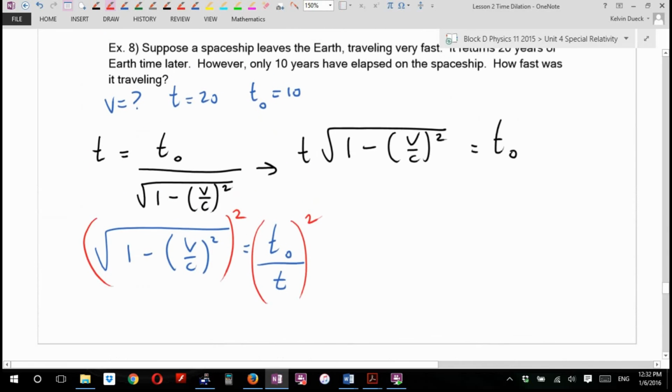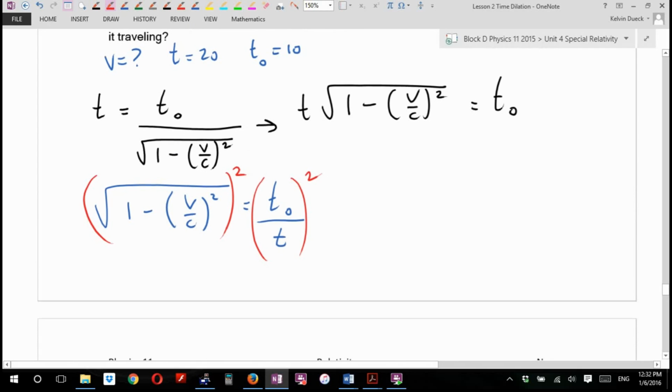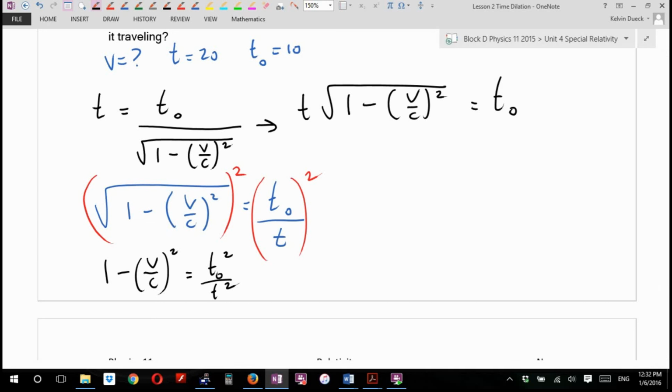Boy, going to run out of room here, Mr. Duke. I should have written smaller. Okay. I'm going to get this. So the square root on the left will vanish. I'll have 1 minus v over c all squared. And on the right-hand side, I'll have t0 squared over t squared. Because when I square the bracket, that's like squaring everything inside the bracket. Still ugly, but it's better.